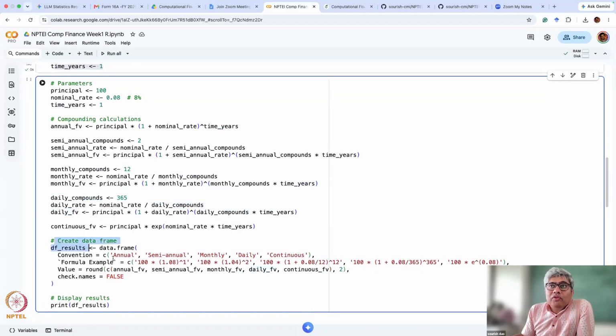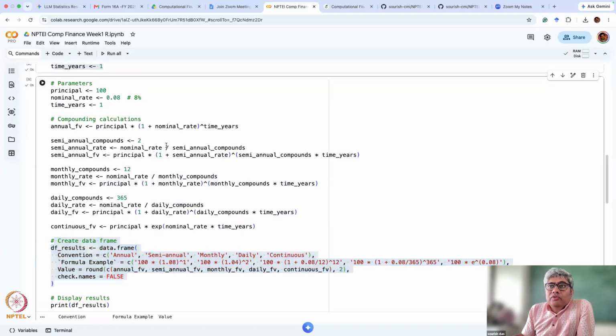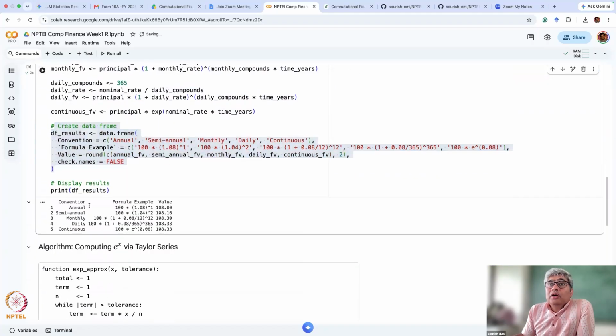And then finally, I have created a data frame to present the above results. So if you see, the same thing I just developed for annual compounding, it is 108 rupees, but the continuous compounding is 108 rupees 33 paisa.